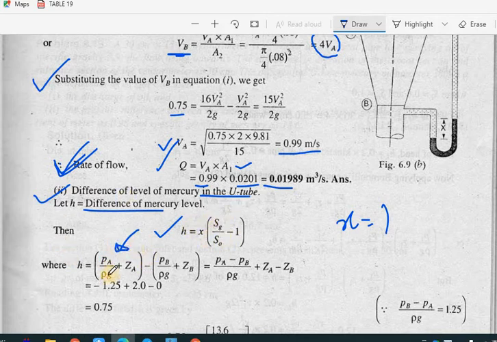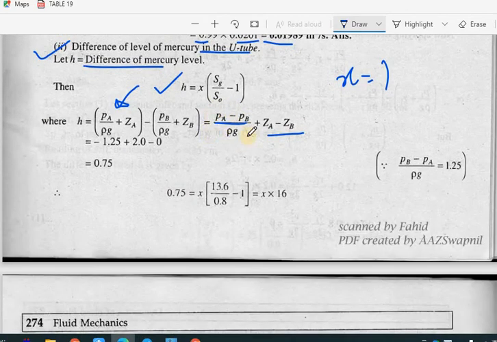So Pa by rho g plus Za minus Pb by rho g plus Zb. After elaborating this, we get Pa by rho g minus Pb by rho g, so we can take rho g as constant, plus Za minus Zb. We have got the value of Pa by rho g minus Pb by rho g, which was coming out to be minus 1.25. Za minus Zb was coming out to be what? Za is 2, because station A is 2 meter above point B, so 2 minus 0. So the final value for H is coming out to be 0.75.